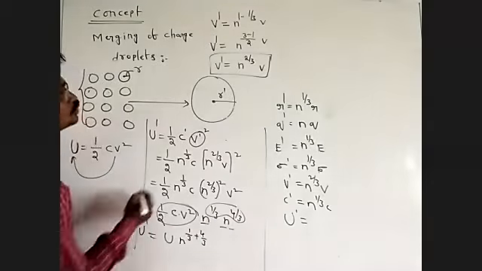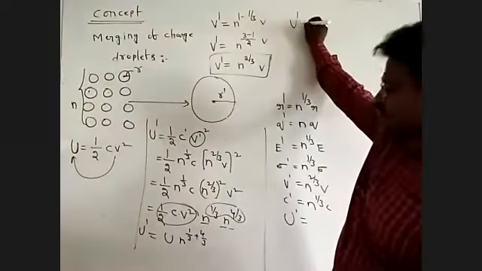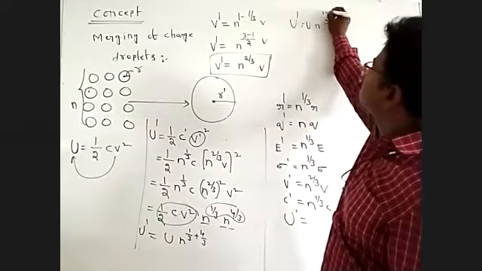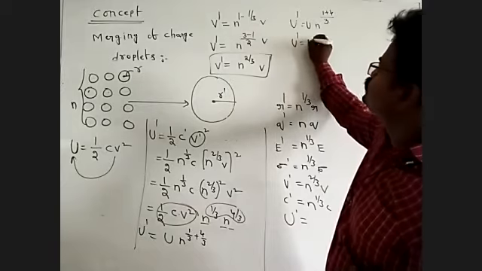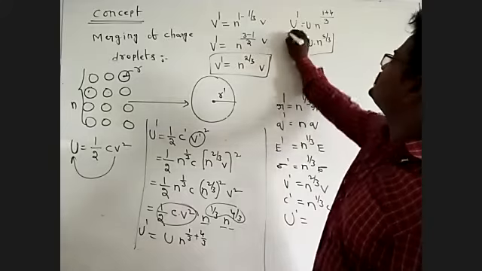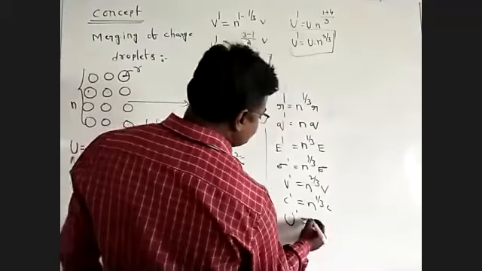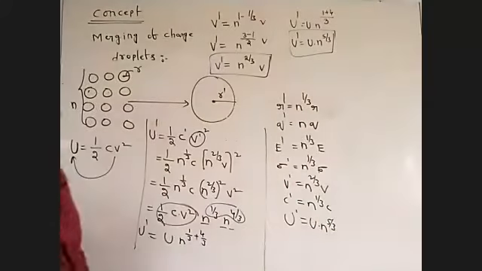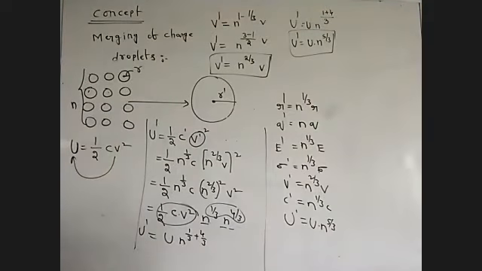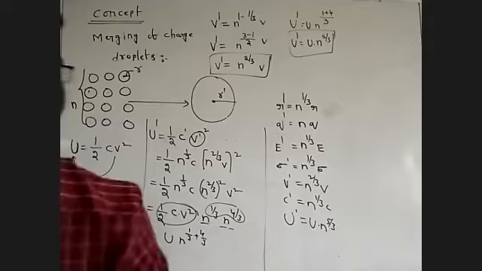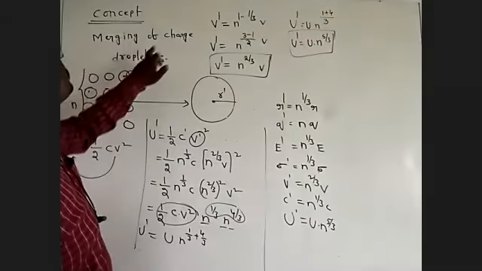U dash is equal to U into N power of, take LCM 3, 1 plus 4, that is 1 plus 4 means 5 by 3. That is your formula. The energy formula is U dash equal to U into N power of 5 by 3. This is the formula, because this is the merging of charged droplets.